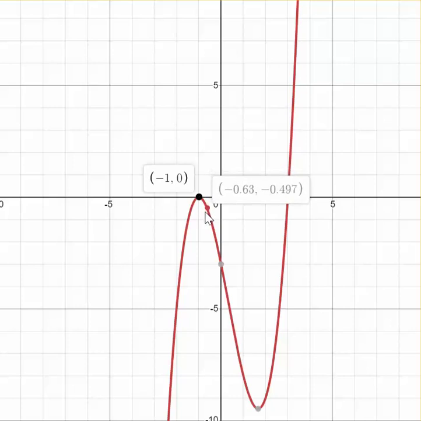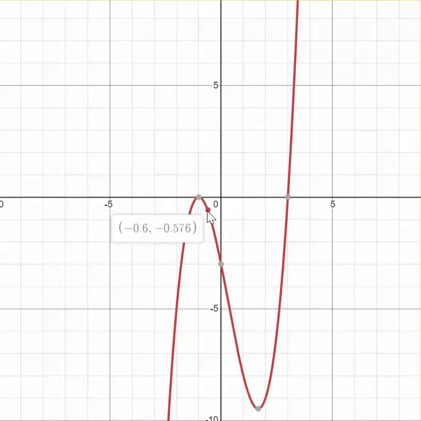So as x is still getting larger, so I'm still increasing in x values, I went from -1 all the way to 0 and all the way down to +1. So my x values are getting larger. What's happening to the y values? The y values this time are actually getting smaller. So up here, I had a y value at, what is that, -0.5. Now all of a sudden I have a y value at -3. So my y values are actually getting smaller as my x values are getting larger.